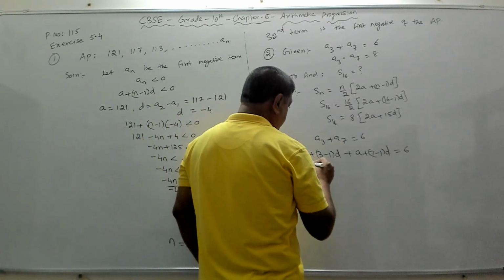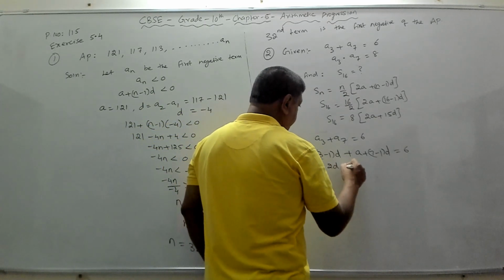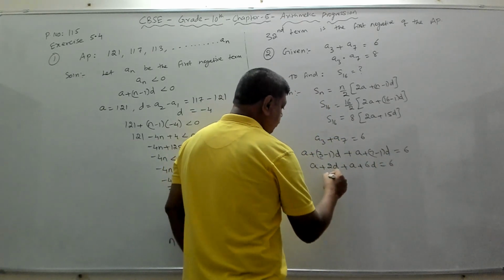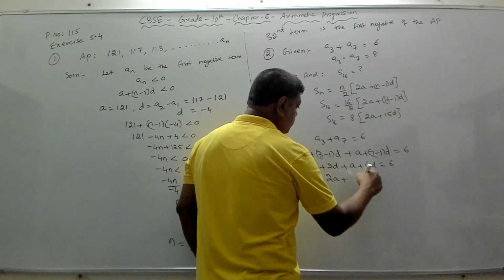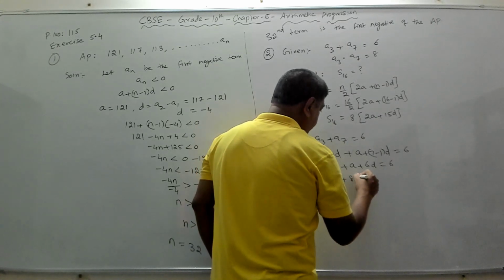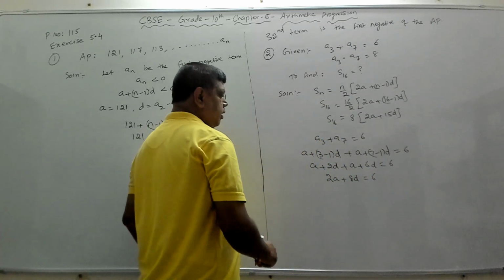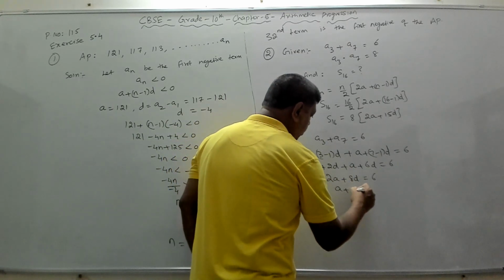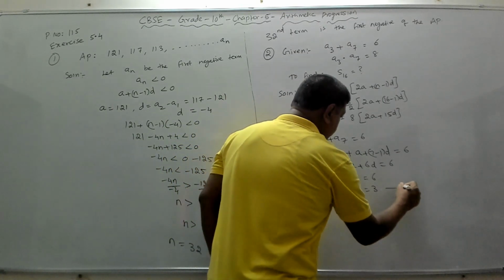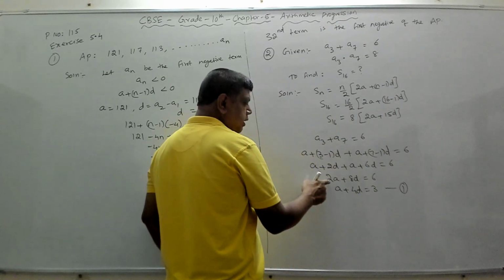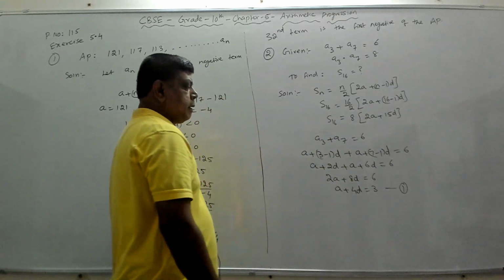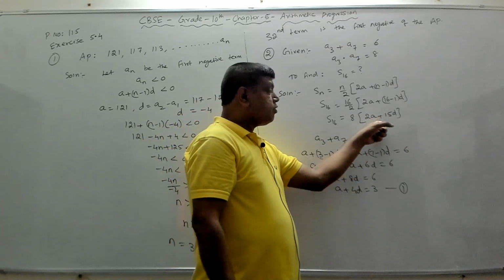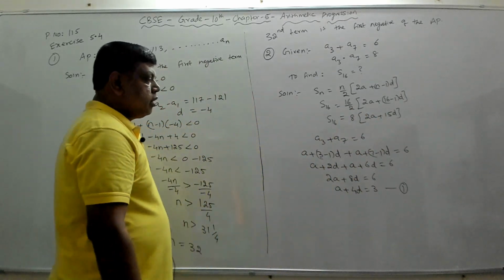So now this becomes a plus 2d plus a plus 6d equal to 6. If you add them, you will get 2a plus 8d equal to 6. Now 2 is common here, so we can divide each term by 2. You will get a plus 4d equal to 3. Keep it as the first equation. So we need to find the values of a and d, and then substitute here to get the answer.